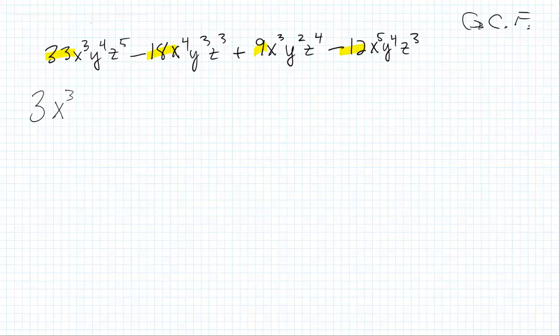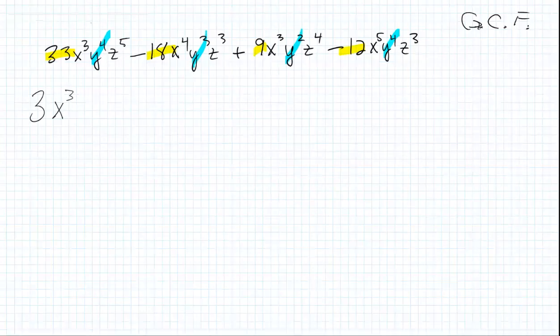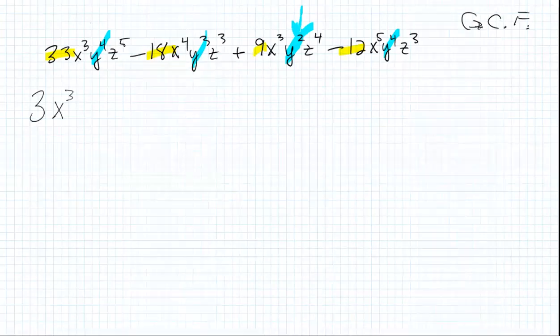Now, do the same thing for the y's. This one, this one, this one, this one. First, make sure they all have y's. And second, pull out the lowest one. So this is the lowest one right here, y to the second power. So that's what you're going to take out. You're going to have y to the second power.